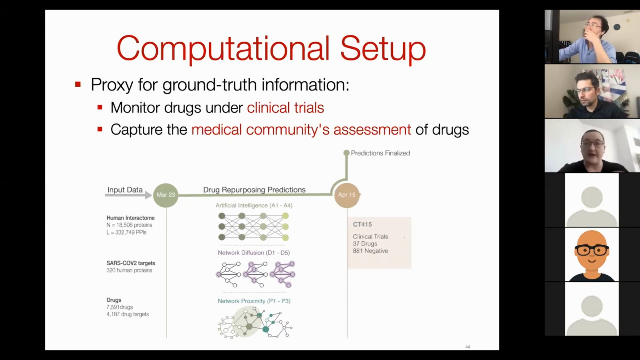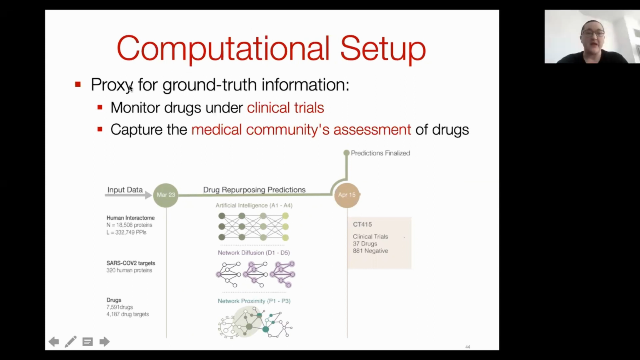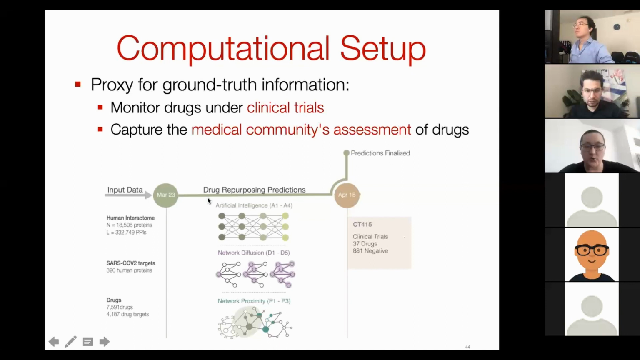However, we didn't have any labels for COVID-19. And that's really where GMeta was extremely useful. We used GMeta in the following way. The first test, and that all happened between March 23rd and April 15, was to deploy our algorithms. We wanted to understand the possible promise of those algorithms and how they could potentially be useful. There was no ground truth information, so the proxy for us was to monitor drugs under clinical trials.